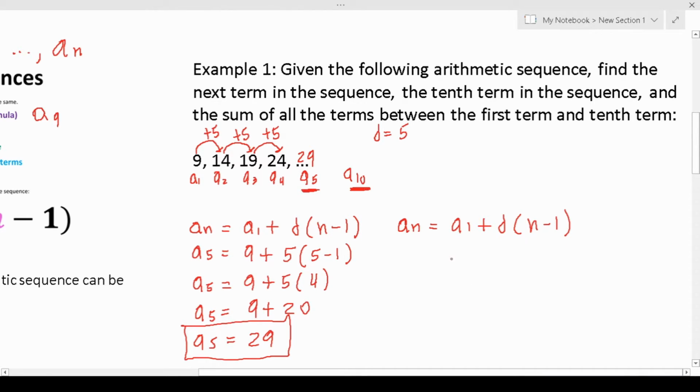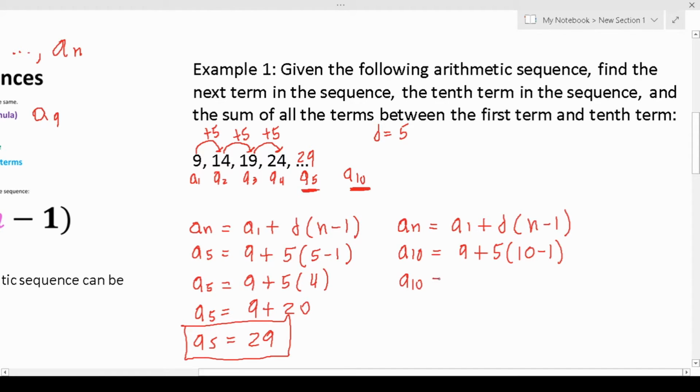Okay, in this case, we're being asked to find the 10th term in this sequence. That's going to be a sub 10 equals a sub 1, which we identified as 9, plus d, which we identified as 5, times n minus 1. Again, n is 10, so this is 10 minus 1. Let's go ahead and work this out.